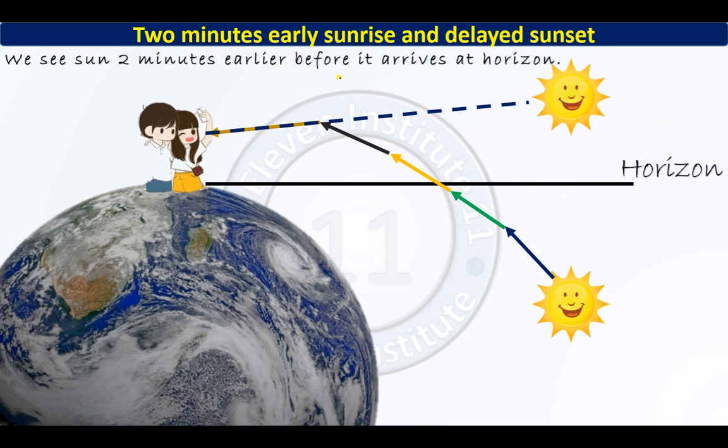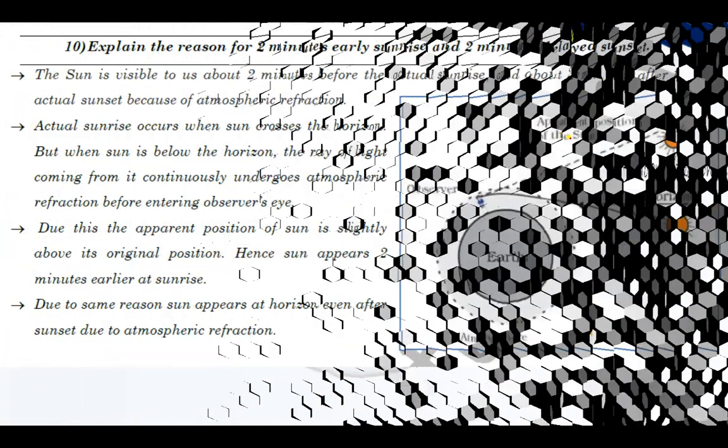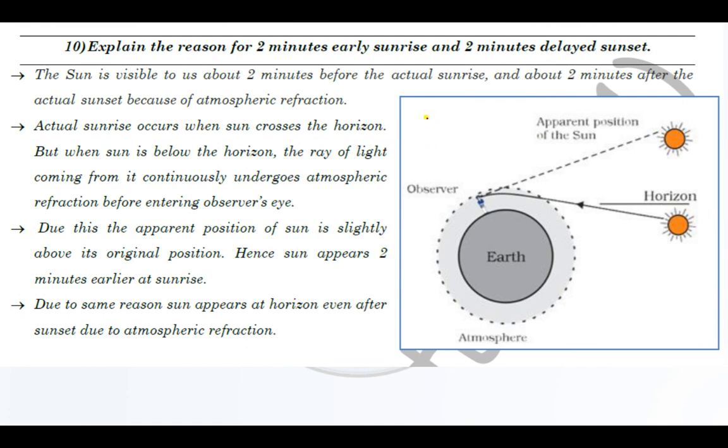Right, we see the sun 2 minutes earlier before it arrives at the horizon, and 2 minutes later before it leaves the horizon. So this is the answer that you have to write. This is the image that is given in the textbook, and this is again a very important question. Explain the reason for 2 minutes early sunrise and 2 minutes delayed sunset.